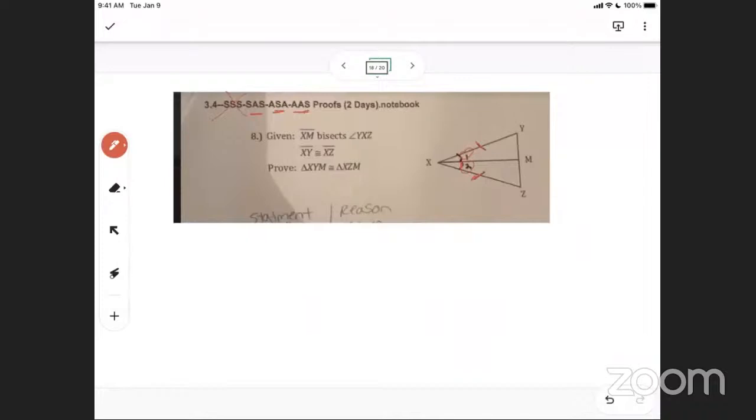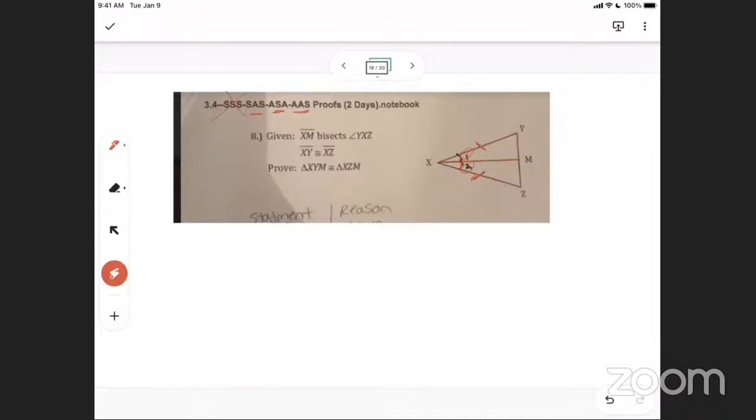Which side do you see is equal? XY and XZ. XY. Okay, well, that was given, but what other side do we see? Do we know that these sides are equal right here? Do we know that? No. How about this? Do we know that this side is equal to something else? Oh, okay. What is that equal to?